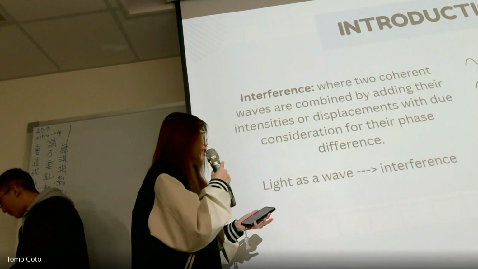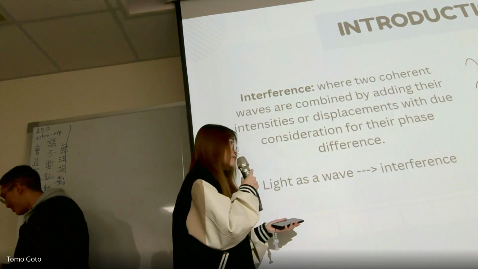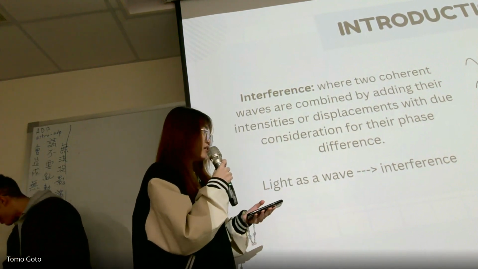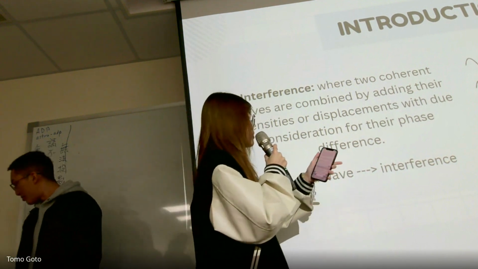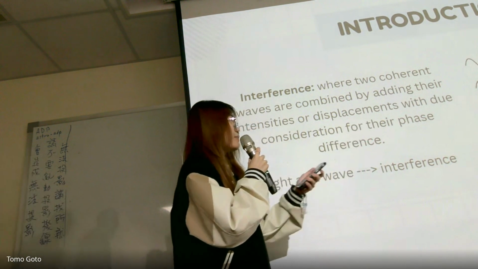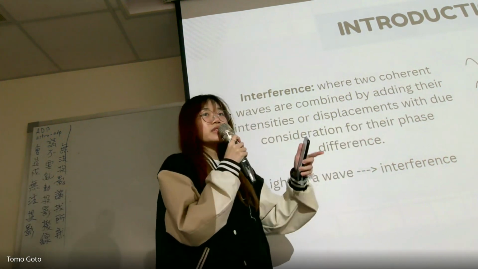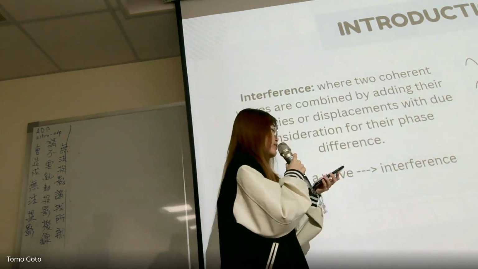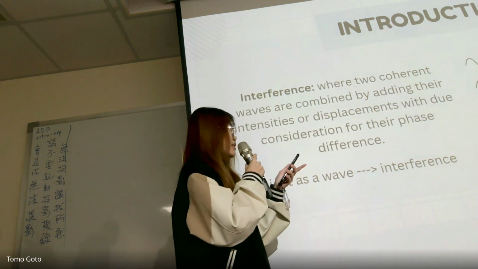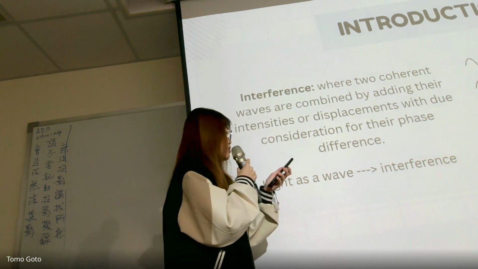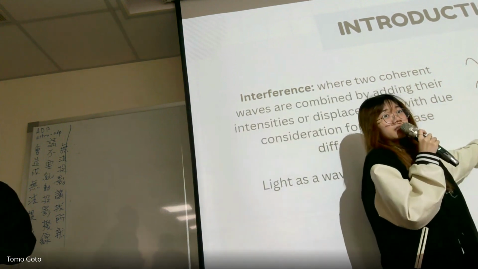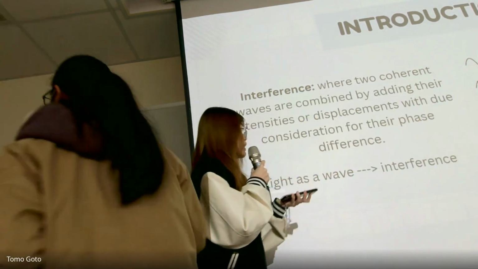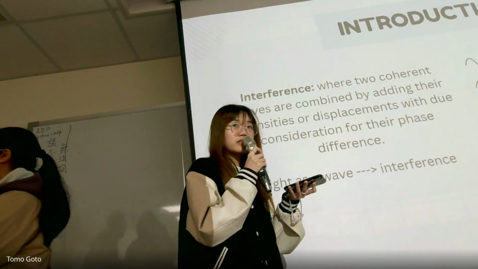So, as we know, light is a wave, so of course there is interference. Let's consider two waves with the same frequency traveling in the same direction. If we add these two waves together, it creates a bigger wave. This is called constructive interference.